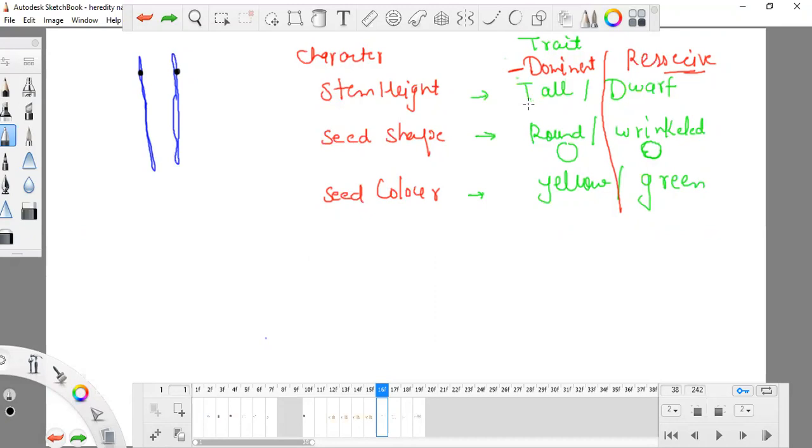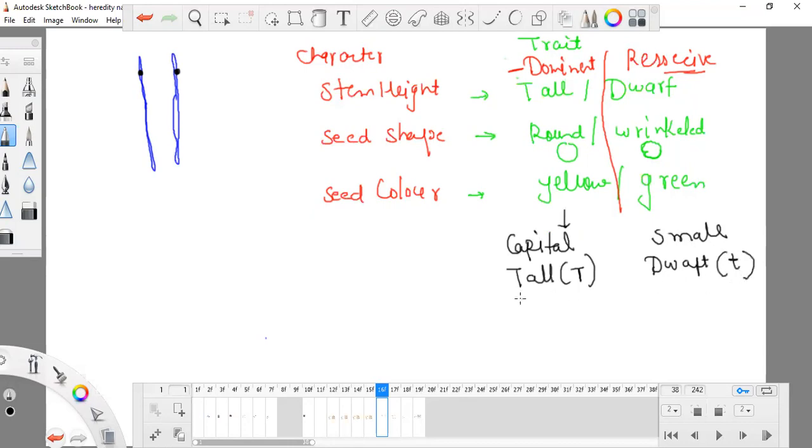So for dominant you have to take a capital letter, remember, always capital. And for recessive you will use a small letter. Suppose I'm writing tall, then instead of tall I will use T because it is dominating, and for dwarf, because it is recessive, I will use small t.